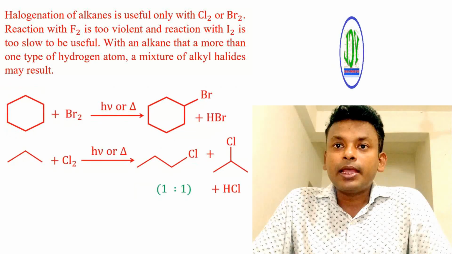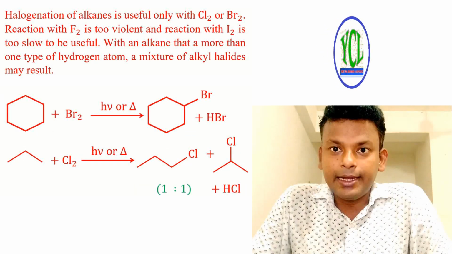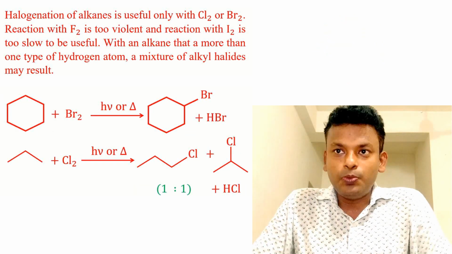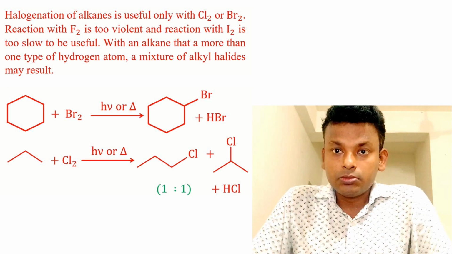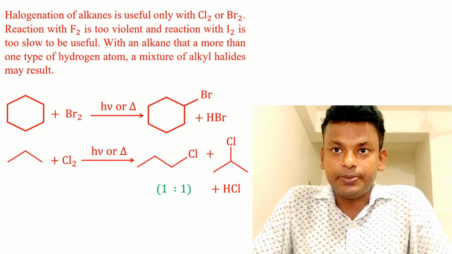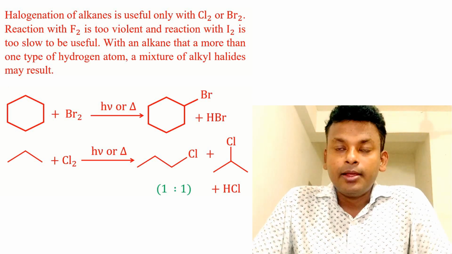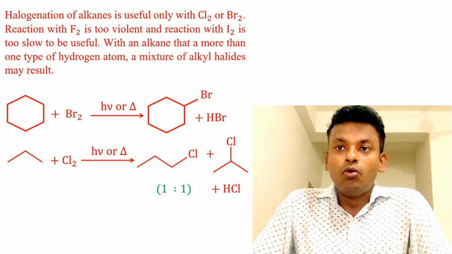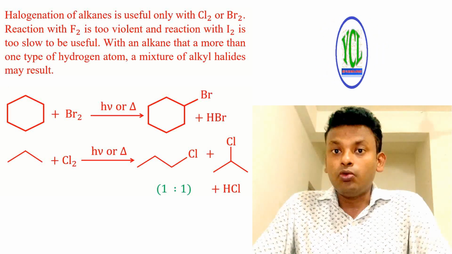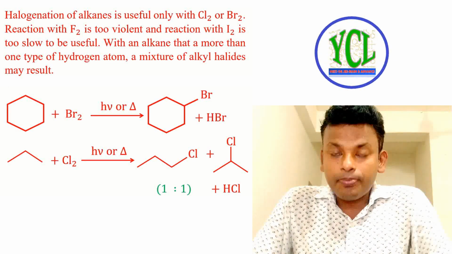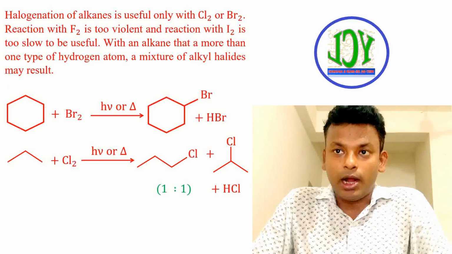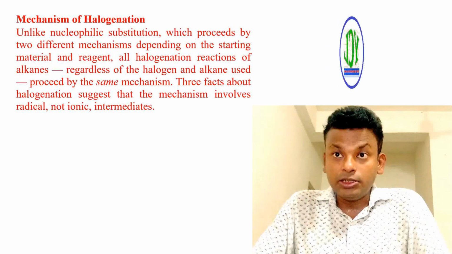That is, cyclohexane plus Br2 with light forms bromocyclohexane plus HBr, and propane plus Cl2 forms 1-chloropropane and 2-chloropropane. Here the observed percentage is 1:1. So next, the mechanism of halogenation.